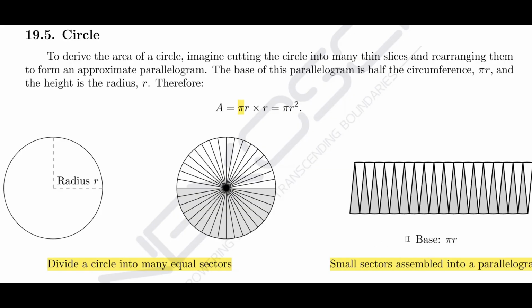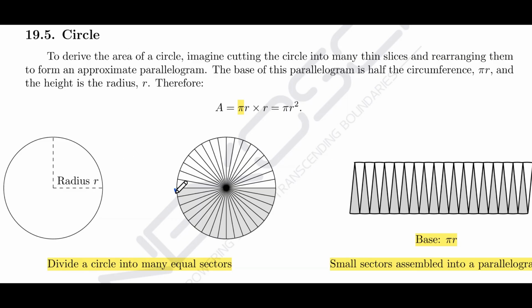Now, what are the dimensions of this parallelogram? The height of it is roughly the radius of the circle. The base of it is about half the distance around the circle. And what is half the circumference? Well, the full circumference is 2 times pi times the radius, so half of that is just pi times the radius. So, we have a parallelogram with a base of pi times the radius, and a height of radius.